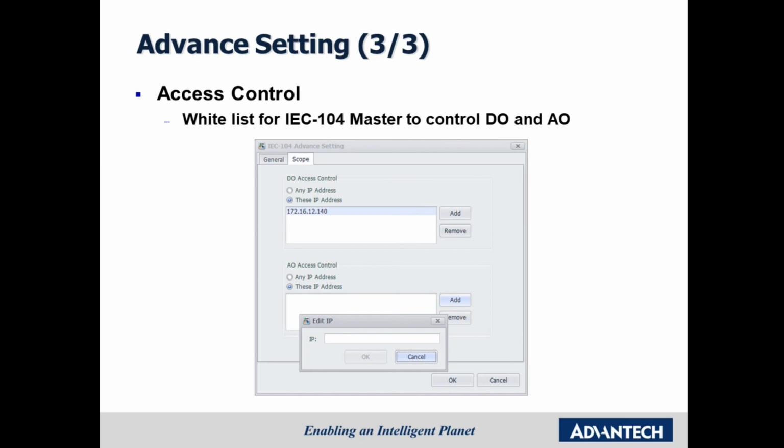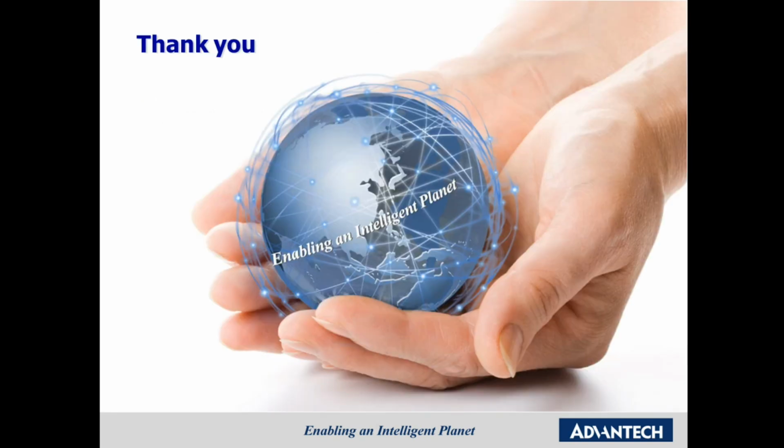To control the usage of network bandwidth, IEC 104 defines this whitelist for the IEC master to control DO and AO. So the user can set up and edit this IP whitelist for their access control rights. This would improve their security.